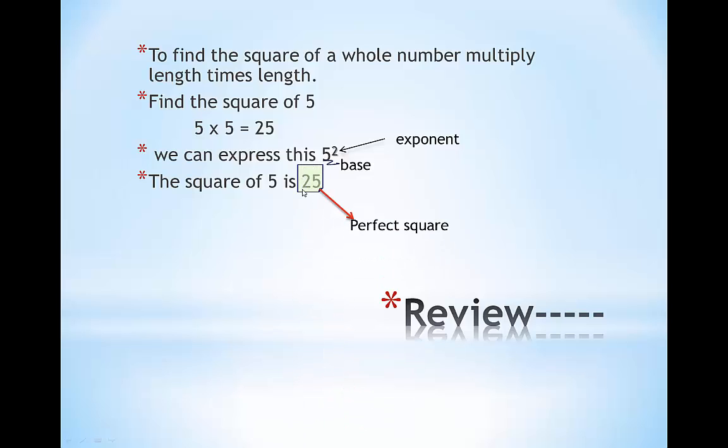We call this a perfect square. So it is written, the square root of 25. So when you see this square root symbol, it is the square root of 25.